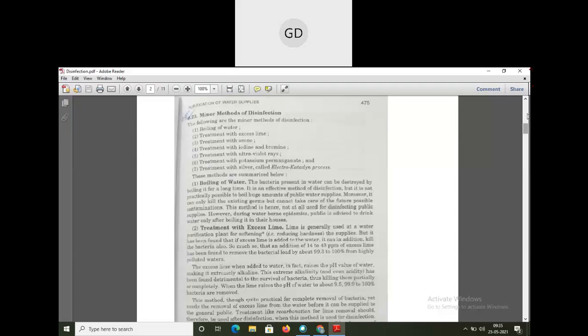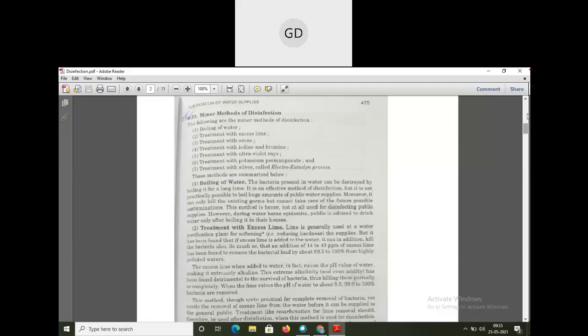It can kill the germs that are present in the water, but it cannot take care of the possibilities of future contaminations.